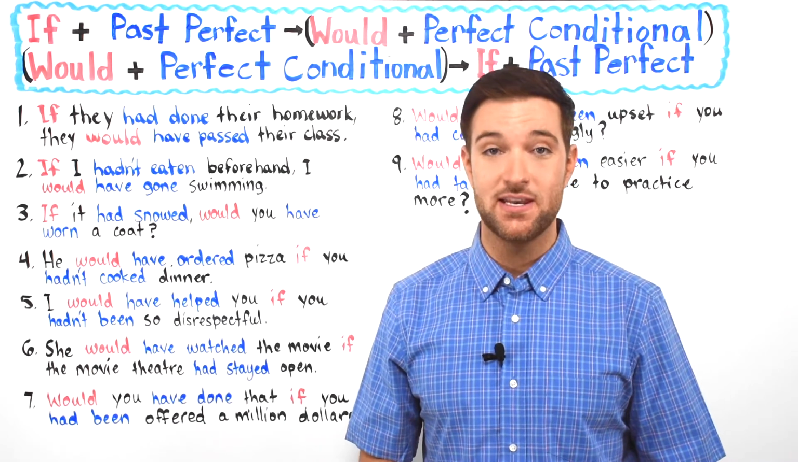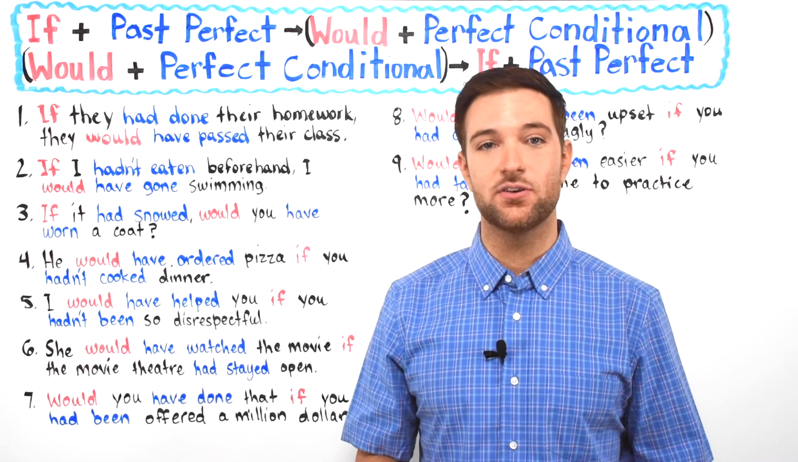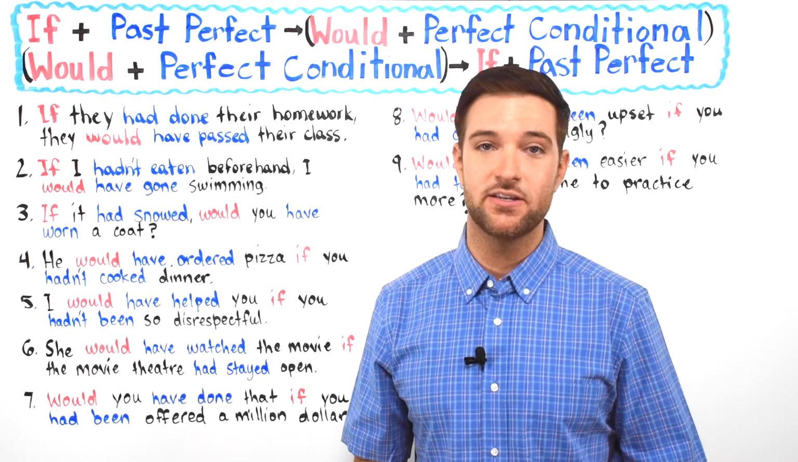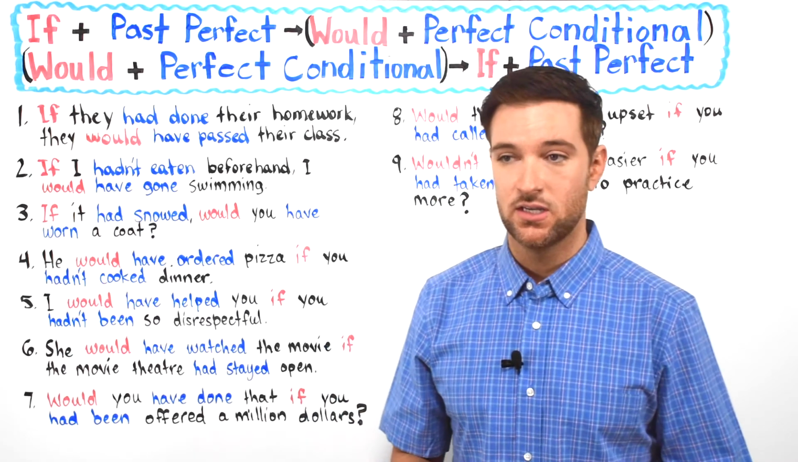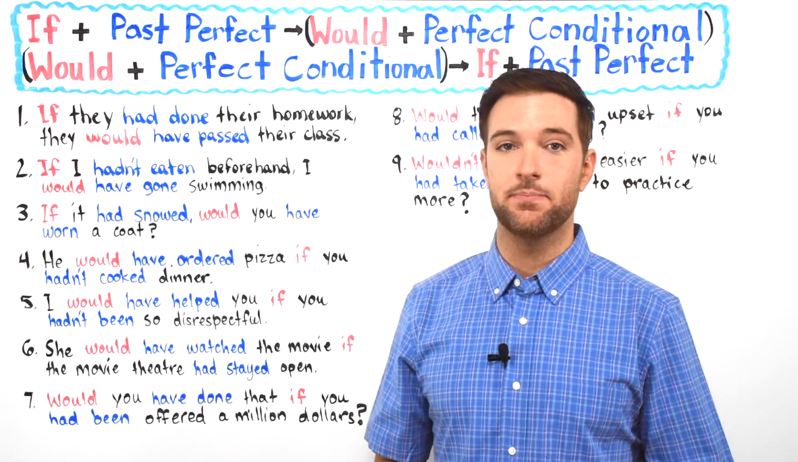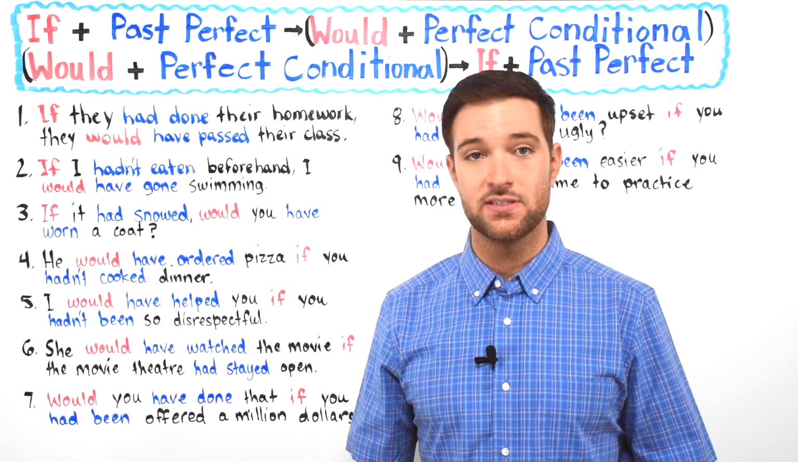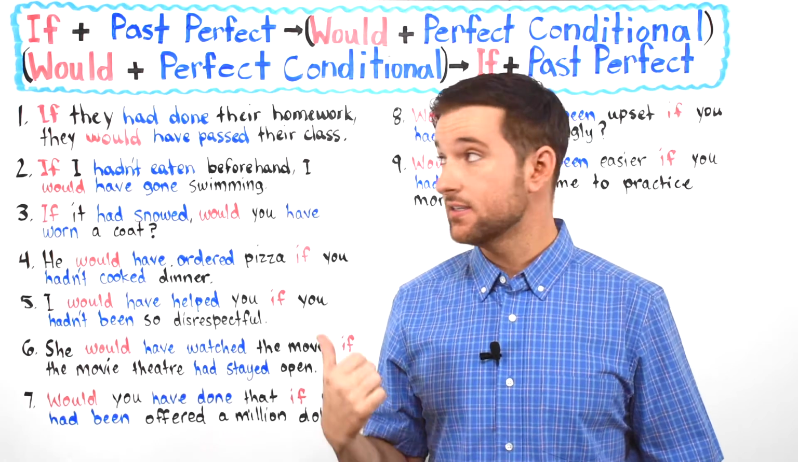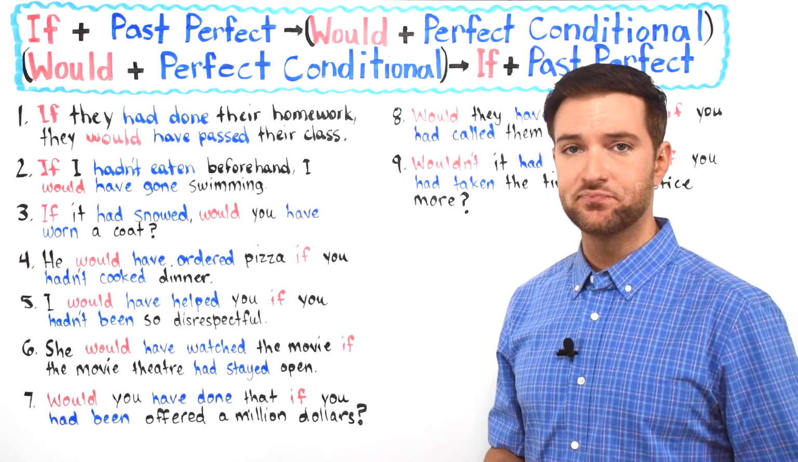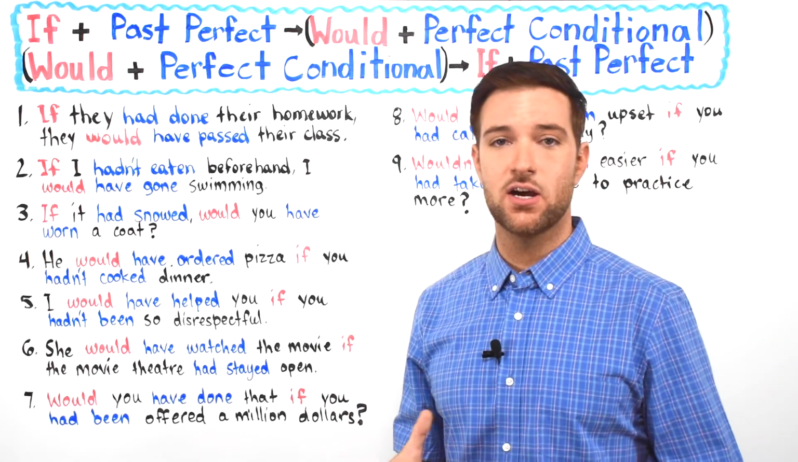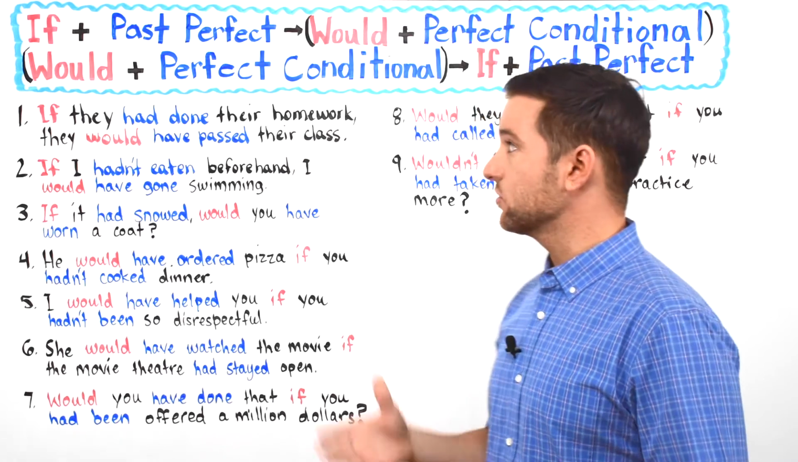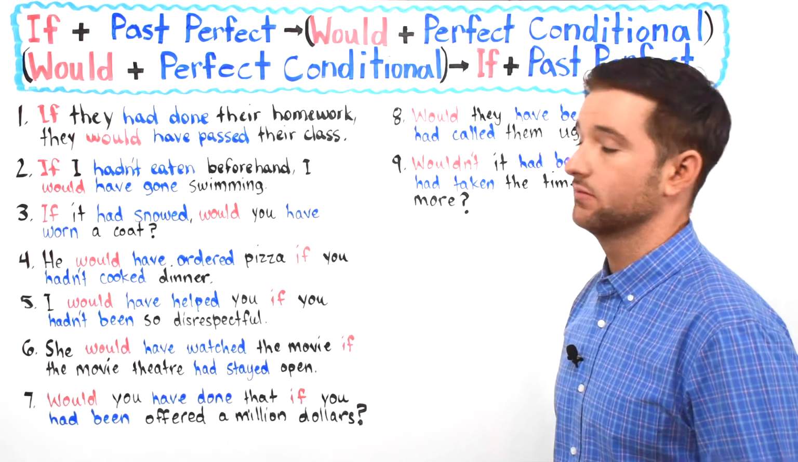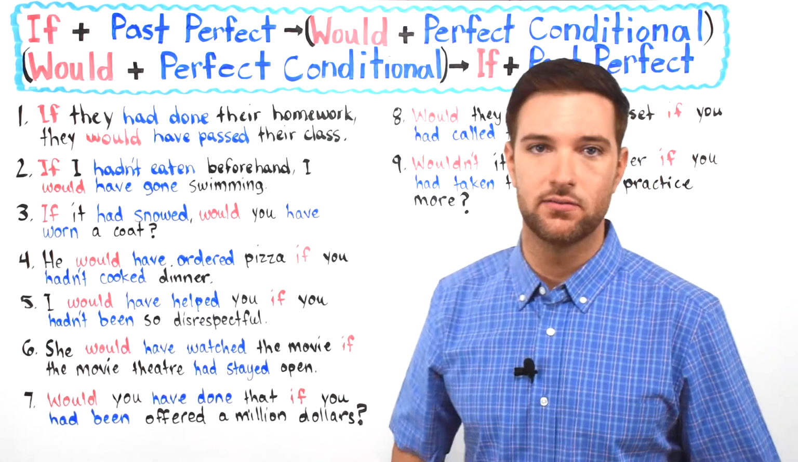So, like many of you have noticed, the type 0 conditional uses the simple present, and the type 1 conditional uses the simple present too. The type 2 conditional uses the simple past. And now, today, in this conditional that we're going to look at here, we're going to talk about this one, which uses the past perfect tense. Okay, so a little bit different, all right?